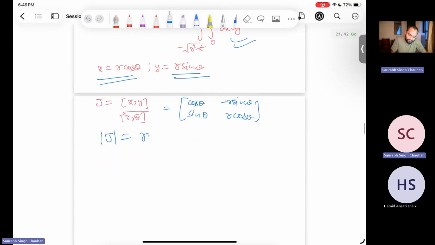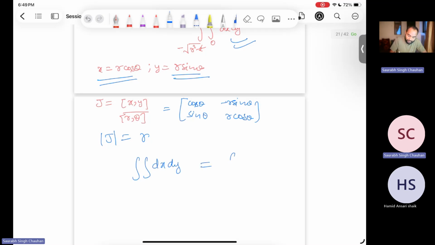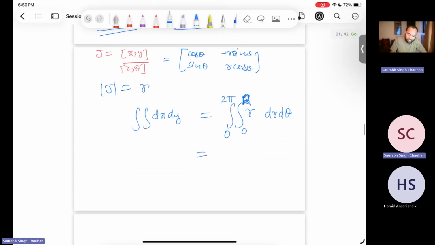So this integration that we had written earlier, integration of dx dy, that will become integration of r, this r is the Jacobian, dr d theta. The r will vary from 0 to r, right? And theta will vary from 0 to 2 pi. Then you just integrate this thing. It will be integration of r with respect to r first and then theta. And you just push the limit, then you will get pi r square.